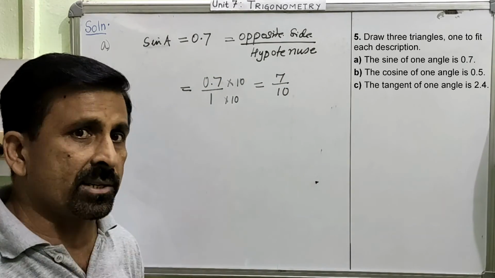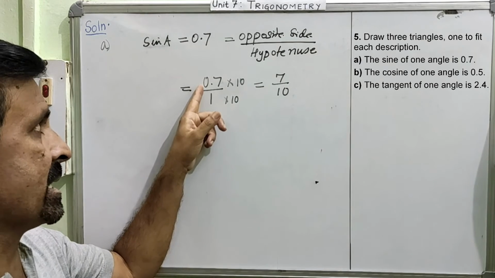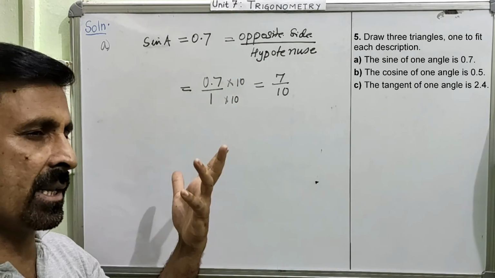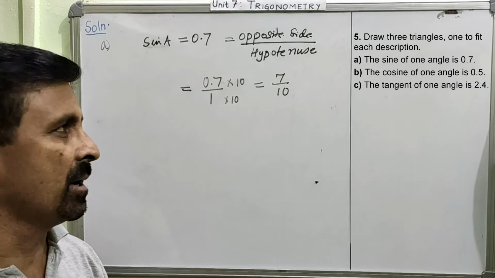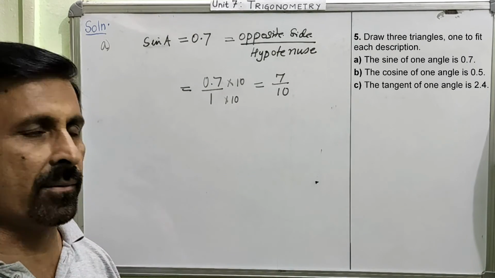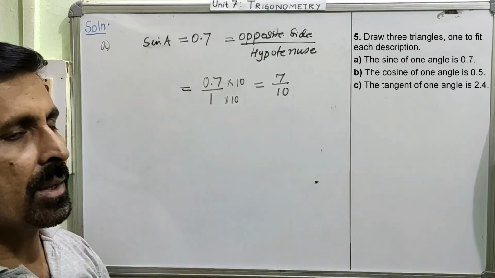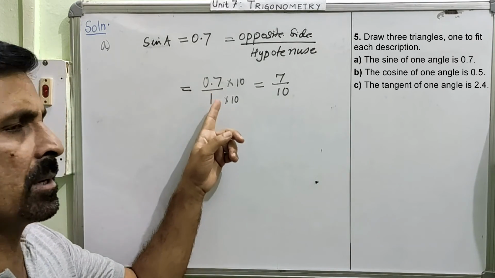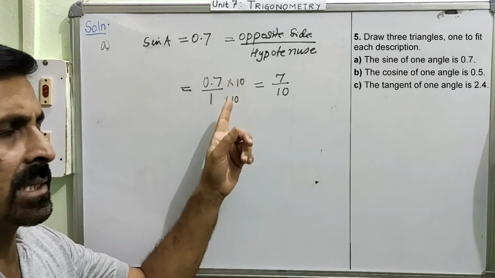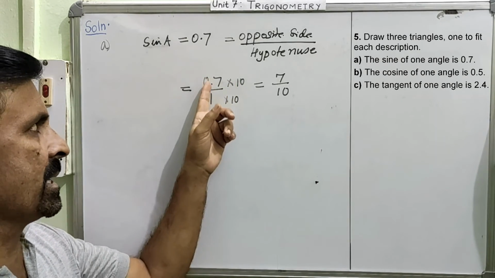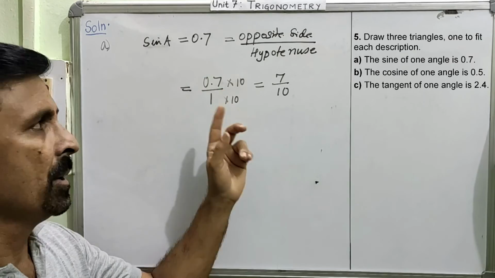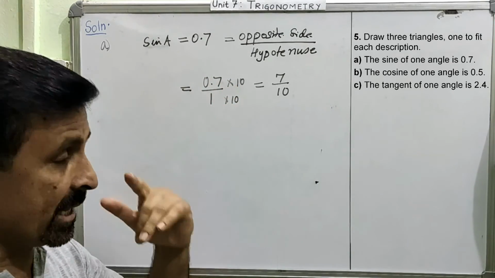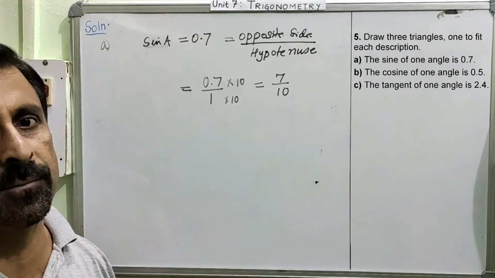One of the triangles had opposite side 0.7 and hypotenuse 1 unit. Then you thought that maybe this triangle will be very small and the drawing will also not be very good. Therefore, we made some changes. We can multiply this numerator and denominator by any number we want, not necessarily by 10 only. Or we can multiply by 2, by 3, by 4, by 5. We have infinite numbers, and that is why I told you that we can have infinite answers for this question.